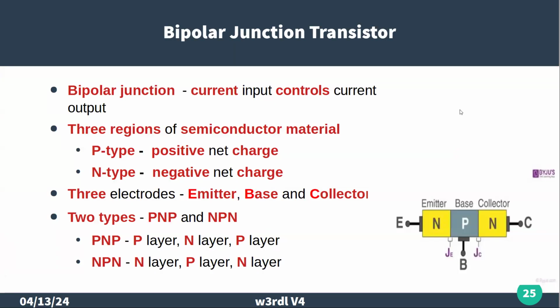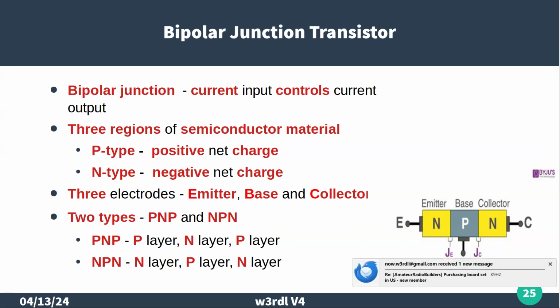For a bipolar junction transistor, like I said, it's current on the input control element that controls the current through the device or the output. And we have those three regions, P-types with positive charge, N-types with negative charge. And we label those the emitter, the base, and the collector. You see the little diagram over in the bottom right. It shows how those layers are together for an NPN type transistor.